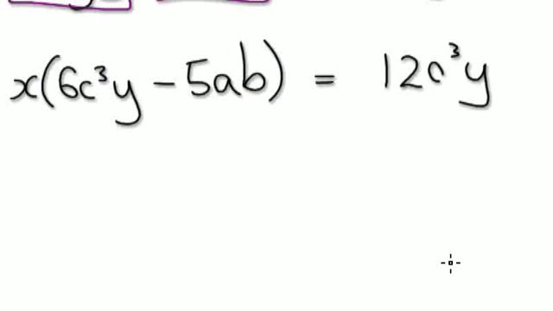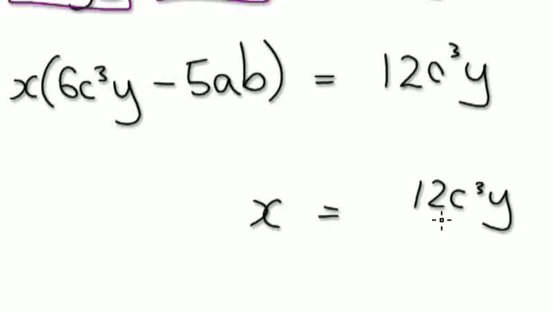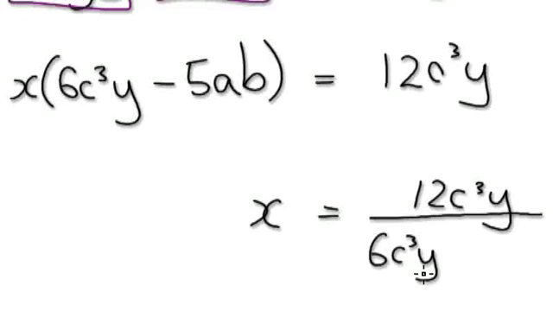And now divide both sides by the brackets. So it will be x equals 12c to the power 3y divided by 6c to the power 3y minus 5ab. So you're done now.